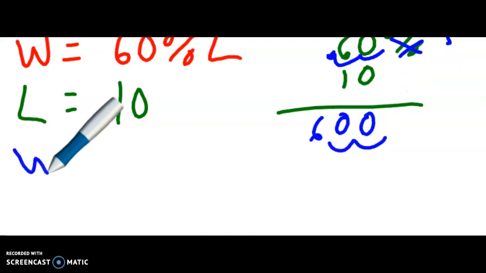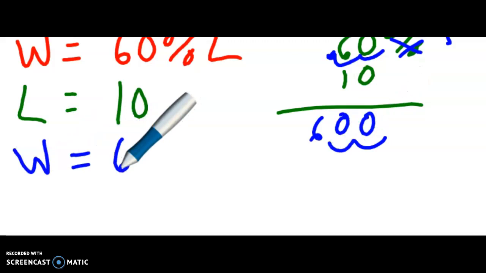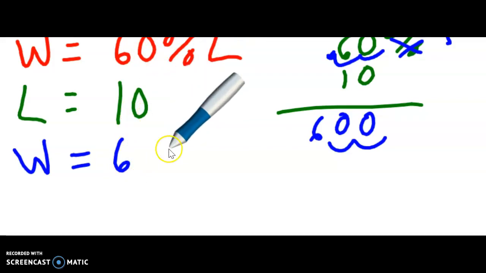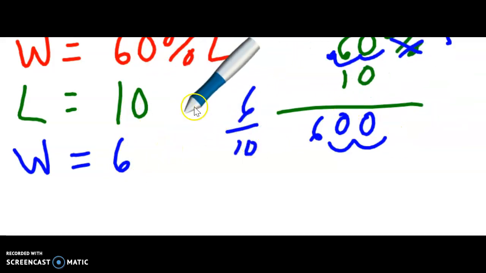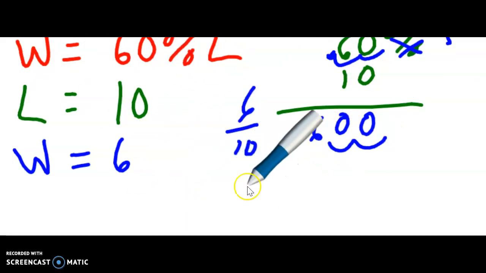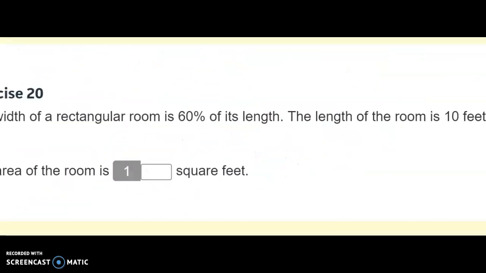So our width is going to equal 6, which would make sense because 50% of our length would be 5. So 60% would be 6, or 6/10. It's another way we could have done it. Okay, so now we have to find our area. So what is 6 times 10?